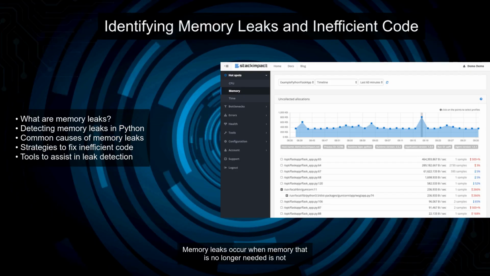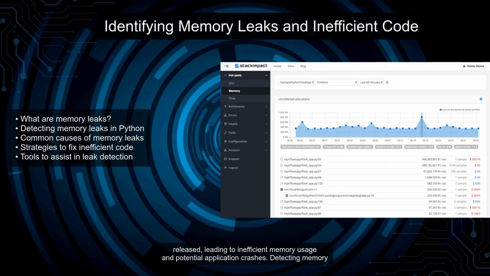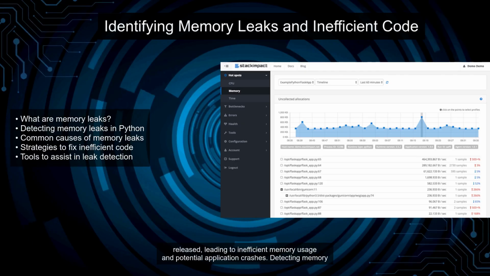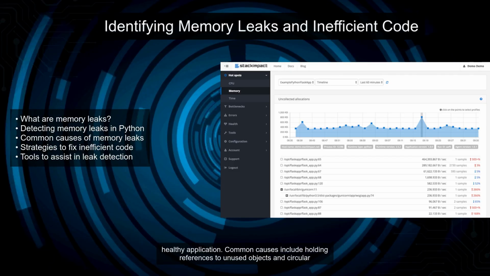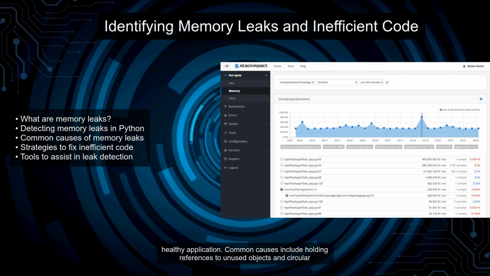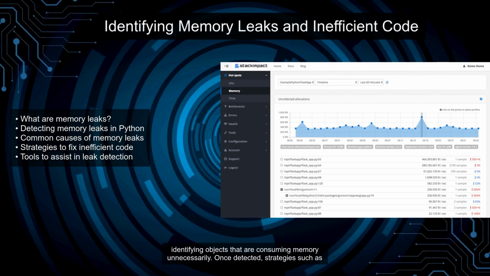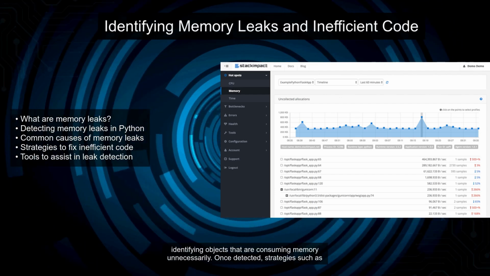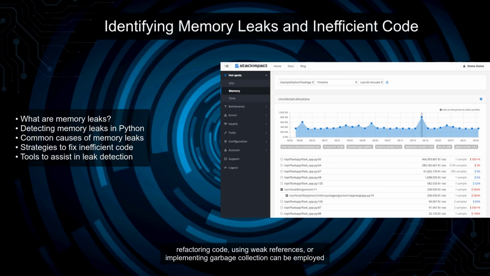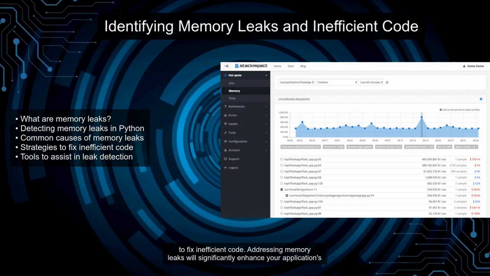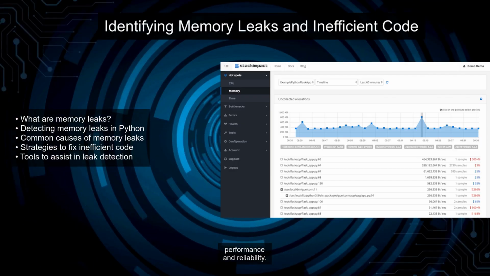and efficiently. Memory leaks occur when memory that is no longer needed is not released, leading to inefficient memory usage and potential application crashes. Detecting memory leaks in Python can be challenging but is essential for maintaining a healthy application. Common causes include holding references to unused objects and circular references. Tools like objgraph and Pympler can assist in detecting leaks by identifying objects that are consuming memory unnecessarily. Once detected, strategies such as refactoring code, using weak references, or implementing garbage collection can be employed to fix inefficient code. Addressing memory leaks will significantly enhance your application's performance and reliability.